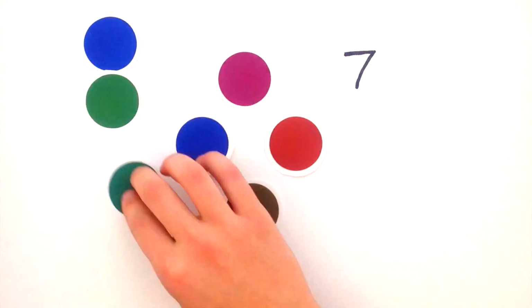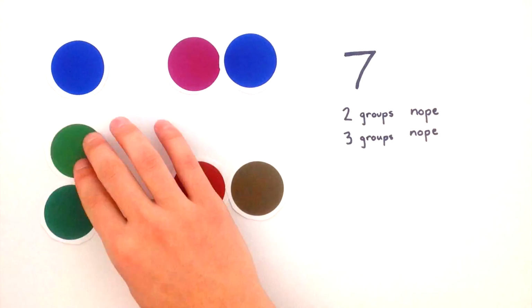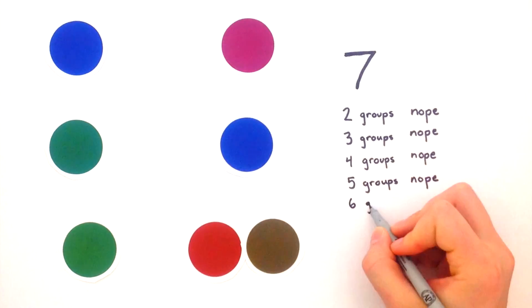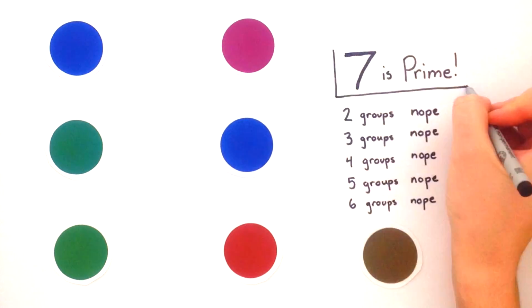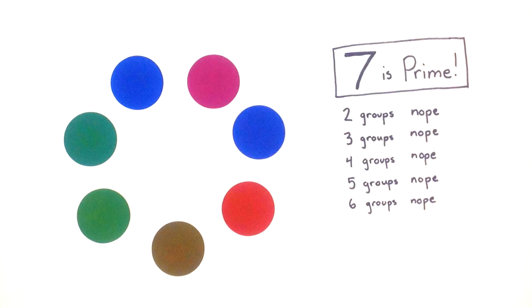Next, try the number 7. 7 cannot be split into 2 equal groups, or 3, or 4, or 5, or even 6. Thus 7 is a prime number because it cannot be split into any equal groups at all.